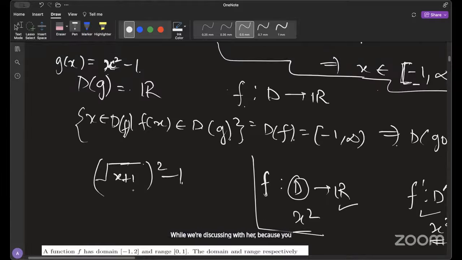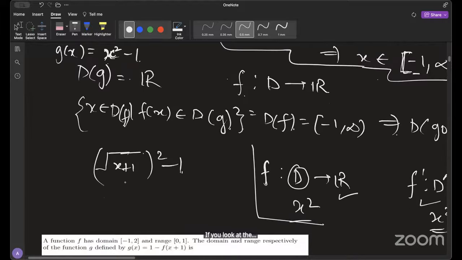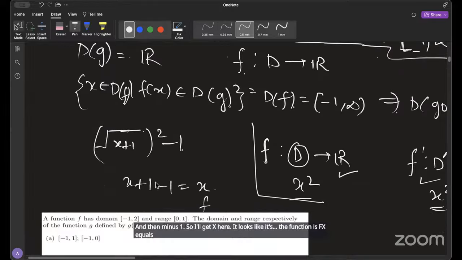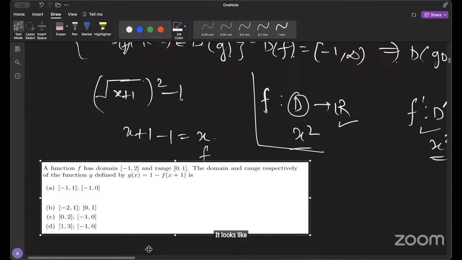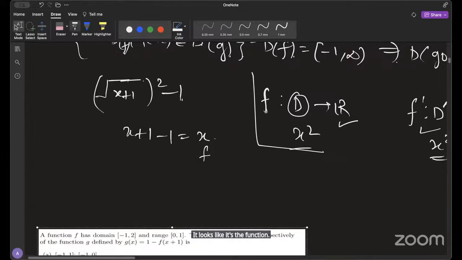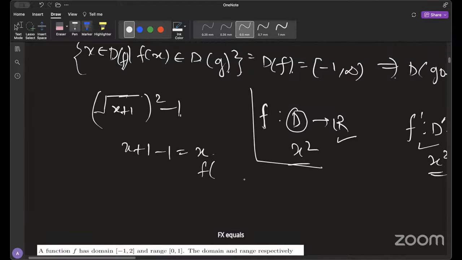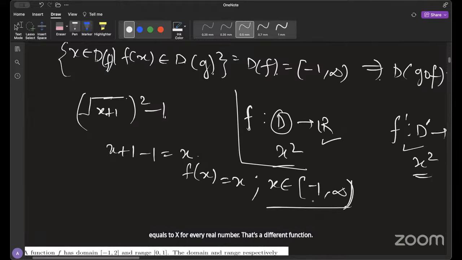Why are we discussing it here? Because you have this thing. Now it looks like square root of x plus 1 squared, so I'll get x plus 1 and then minus 1, so I'll get x here. It looks like the function is f(x) equals x. But it's important to note that this function is not the same as the function on every real number. That's a different function. Is that okay?